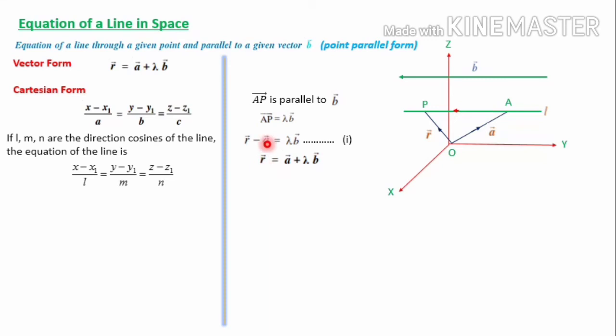R is equal to this; minus A we can bring to the right side. So R equals A plus lambda into vector B. So this is the vector form of the equation.